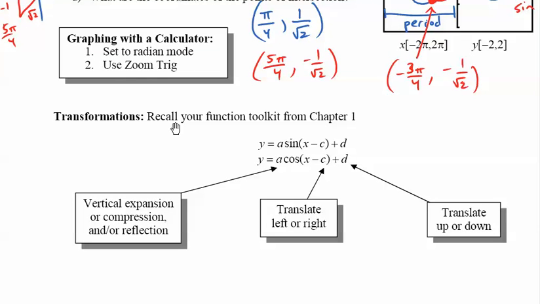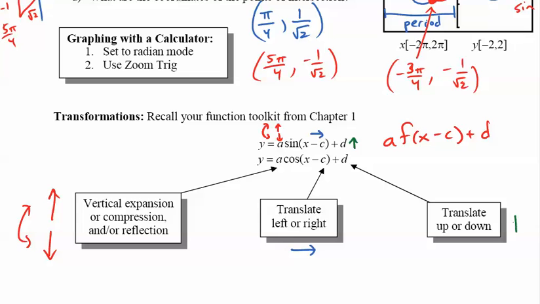So the A at the beginning is just like the A in A f of x minus c plus d. The A affects the amplitude. That stretches it or reflects it. Do you remember the C moves it left or right? And the D moves it up or down. So I'm missing a letter here in my transformations. The B, I'm missing the horizontal compression because it's quite complicated. We'll do that next time.